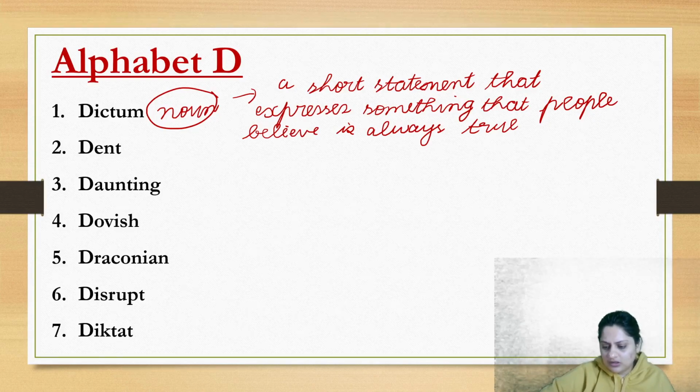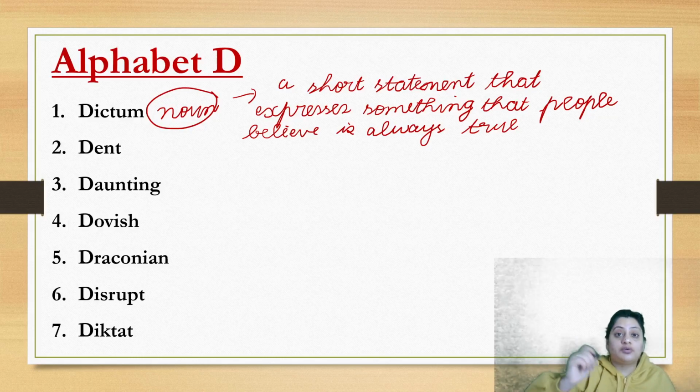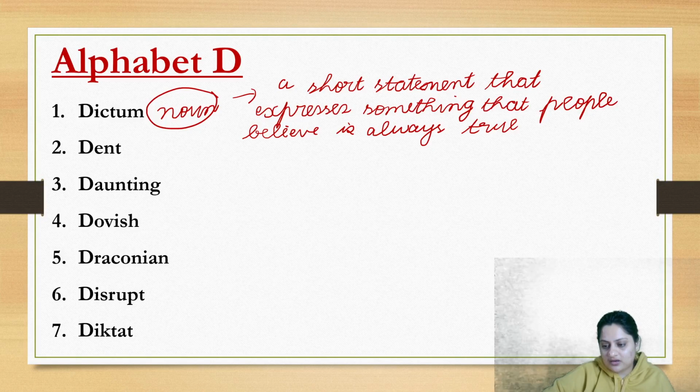Okay, so this is your example of or you can say meaning. For example, we say, you know, sometimes people say you are what you eat. That is a dictum, right? Because it is like a rule, a statement which is universally acknowledged. People accept it universally. Okay.